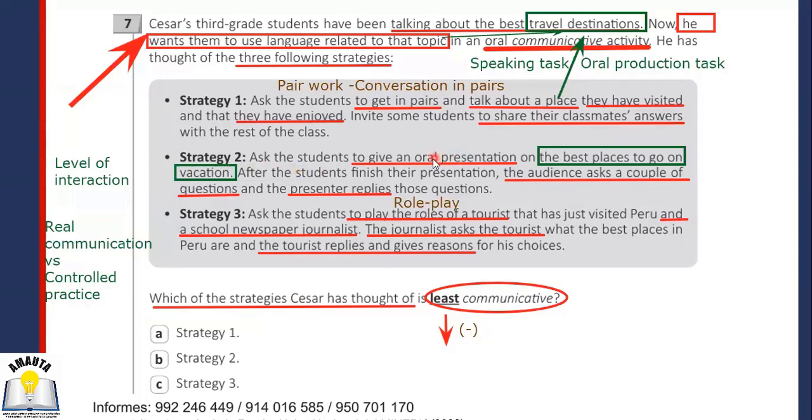The level of interaction in the second strategy, right, here is very limited, right? First, a student gives an oral presentation in the front, right? And yeah, at the end, we have some interaction, but it is not real communication because this is just like a simple questionnaire in which students answer a couple of questions. This is very limited, right? This is also controlled, right? Which is not bad to have controlled practice, but the teacher's purpose is this, okay?